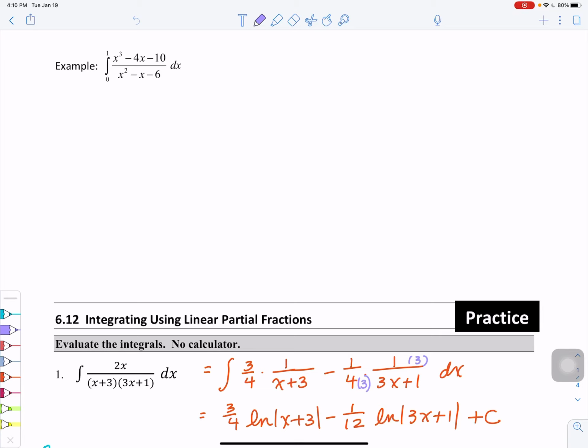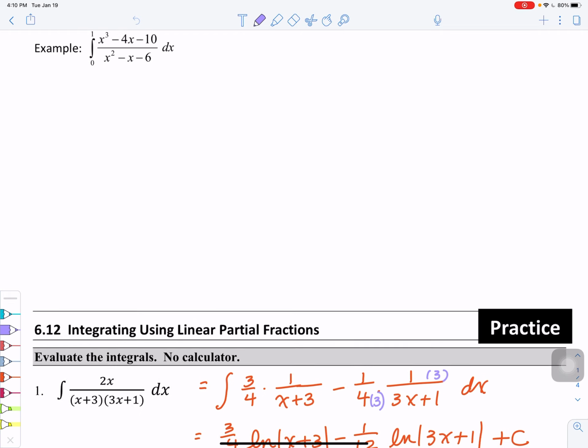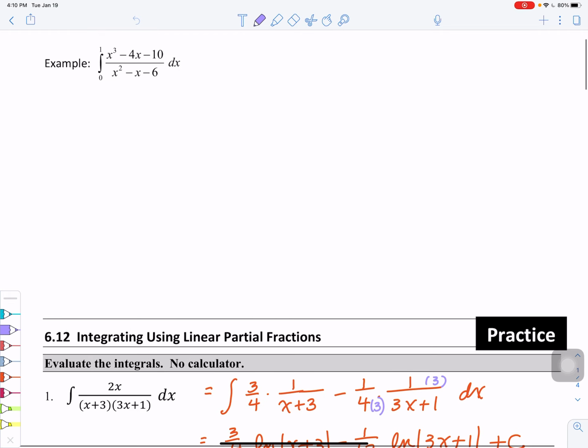This is part 2 of topic 6.12, integrating using linear partial fractions. And actually this lesson is just going to consist of one integral, and this is a definite integral. So I want to go through what to think about when you're given an integral.